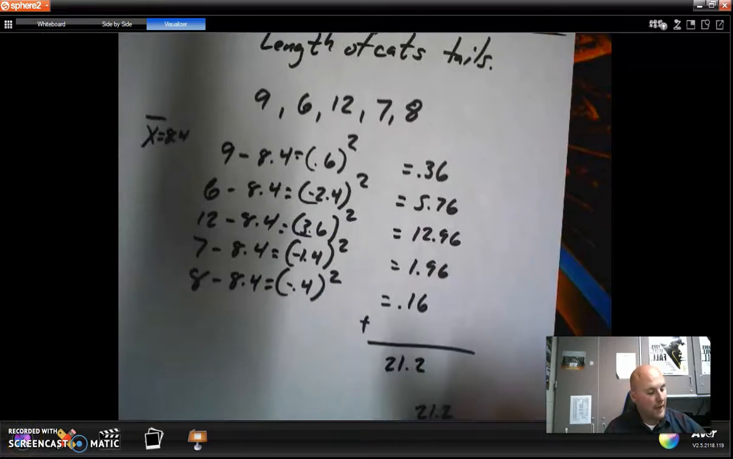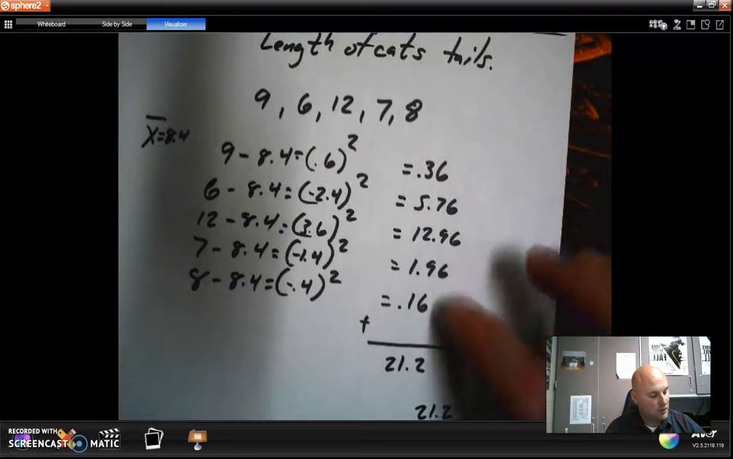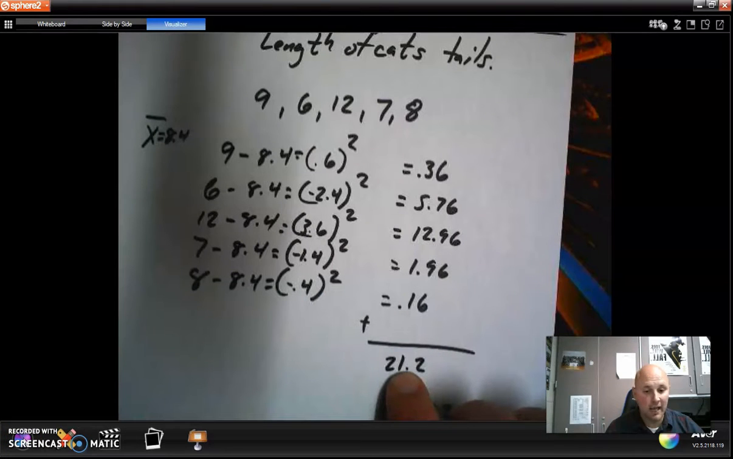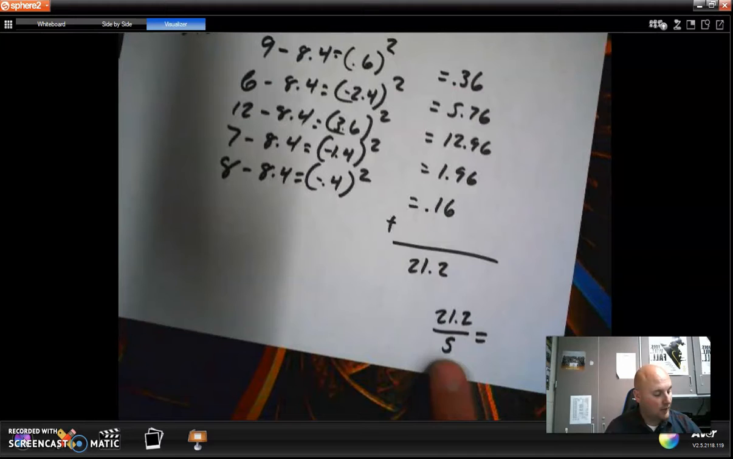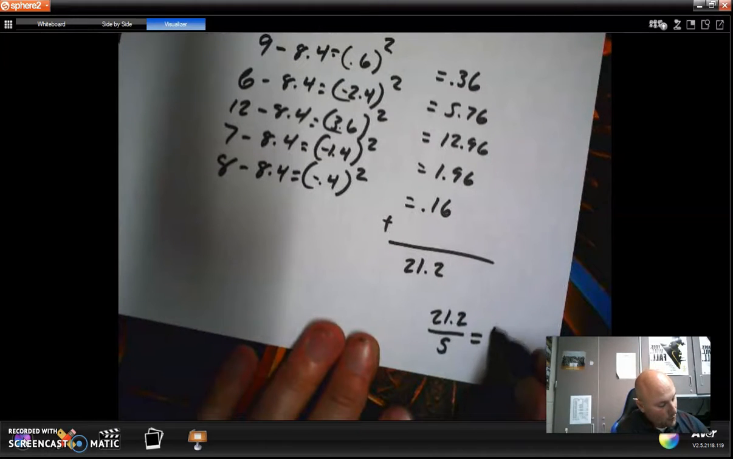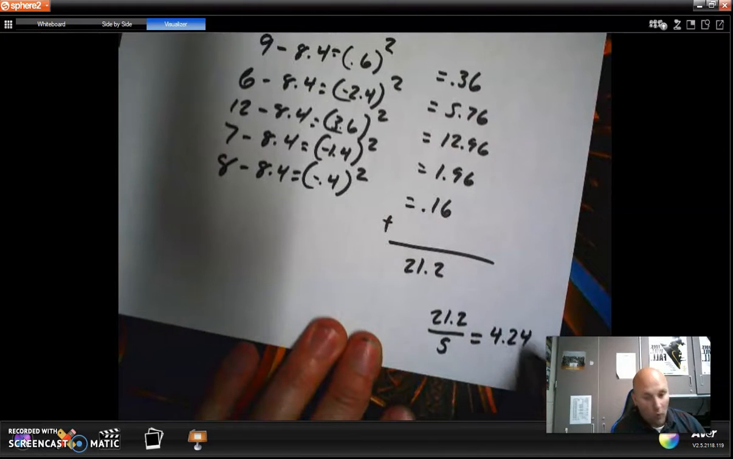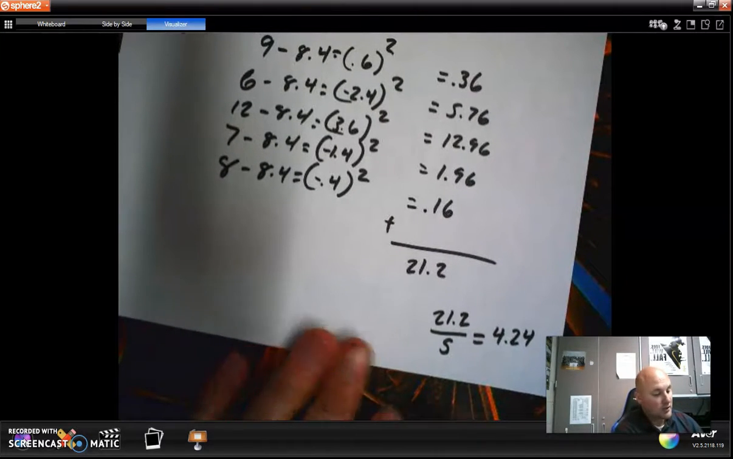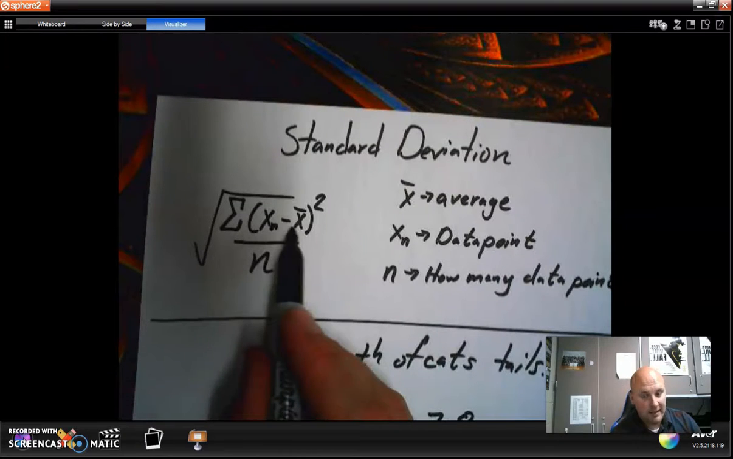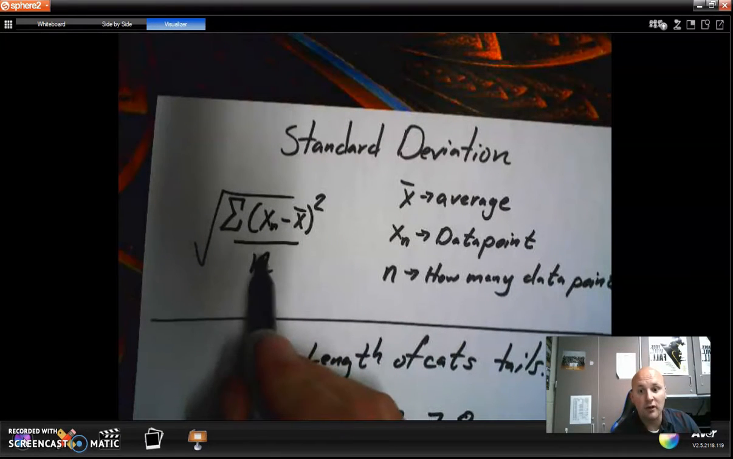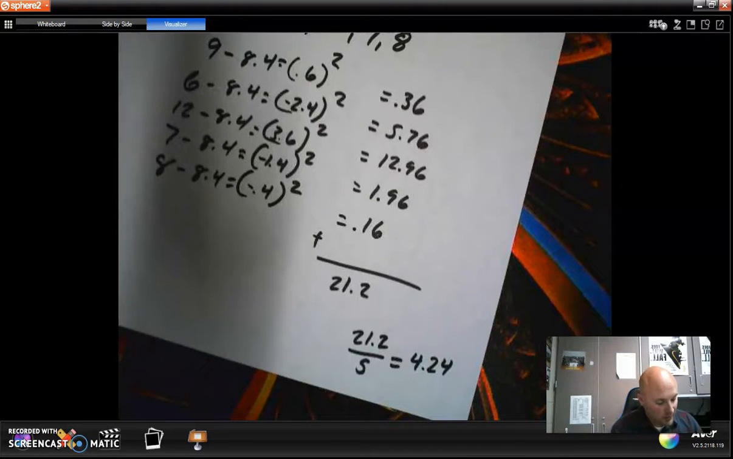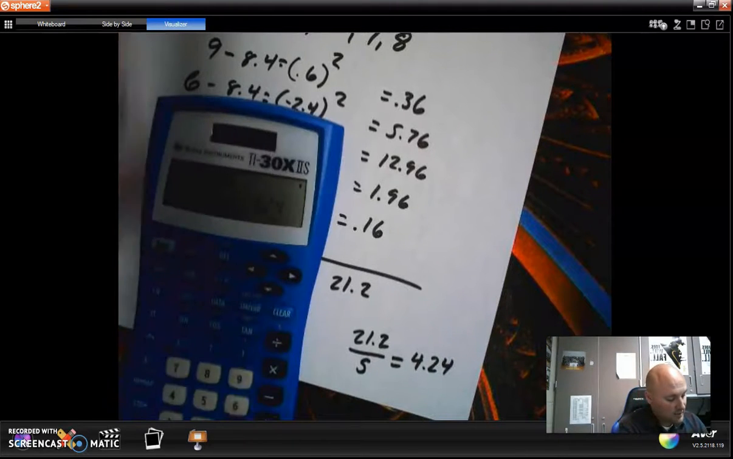All right, so I added them all up. I got 21.2, but I need to find the average. So I need to take 21.2 and divide it by 5, and I get roughly 4.24. Okay, here's one last step. So I subtracted, I squared, I added them up, and I found the average, and last is to take the square root. So I have to take 4.24 and take the square root.